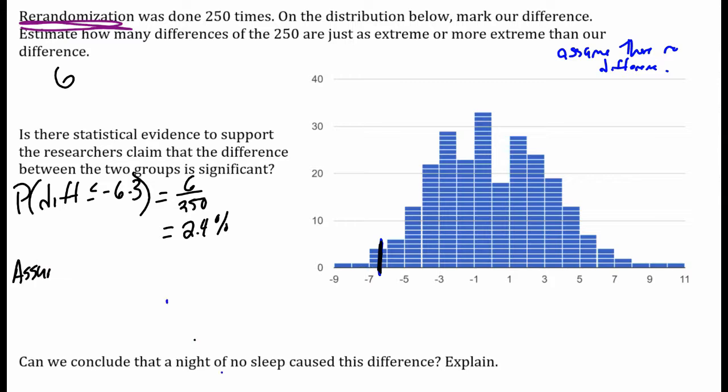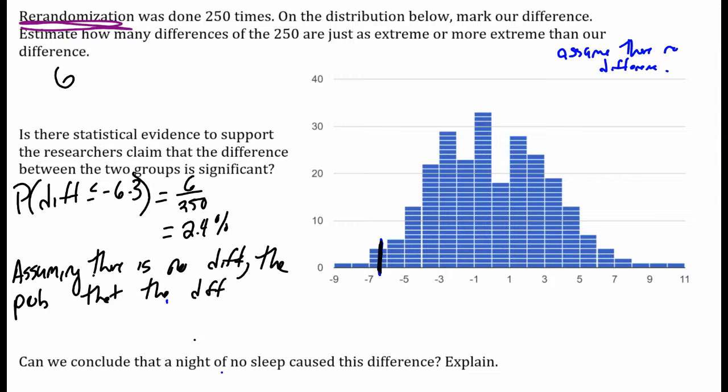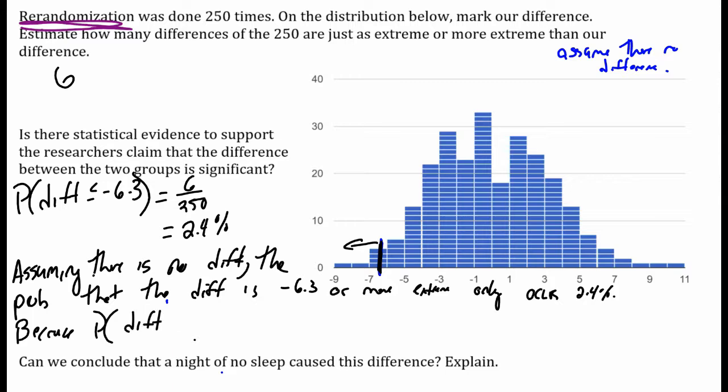So assuming there is no difference, the probability that the difference is negative 6.3 or more extreme, just as extreme or more extreme as negative 6.3, so smaller than negative 6.3, only occurs 2.4% of the time. So there's a 2.4% probability of getting a difference that extreme based on the simulation. Because the probability that our difference is less than 5%, we can say it's statistically significant.